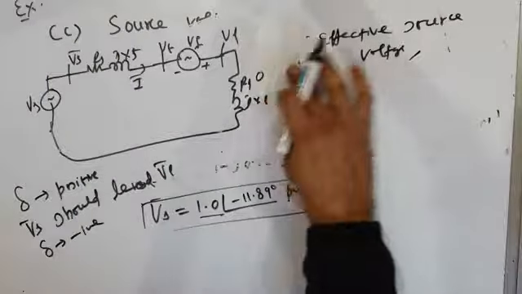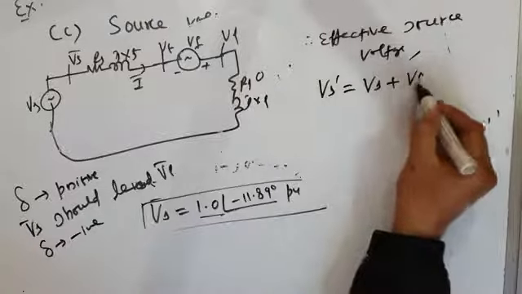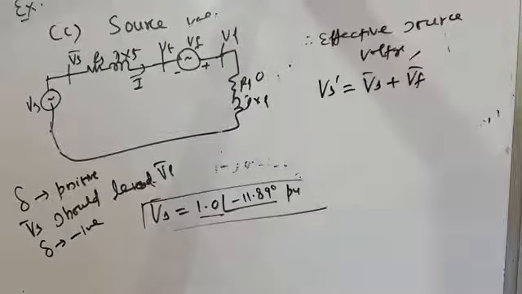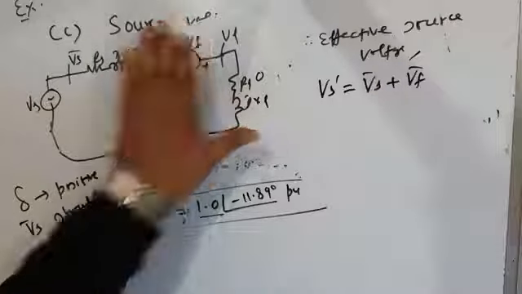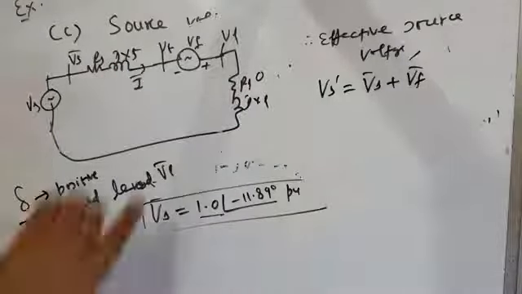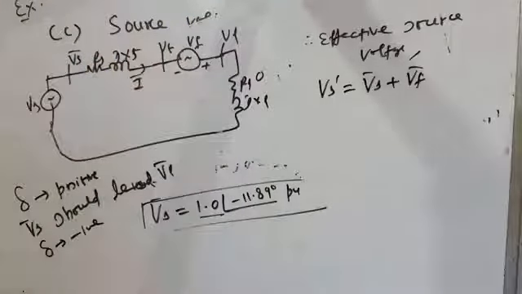Let us call this Vs dash. So that is equal to Vs plus Vf. This is effective source voltage. That is Vs. अगर compensation नहीं होती तो आपकी source voltage Vs ही रहती, लेकिन after compensation आपकी effective source voltage Vs plus Vf बन जाती है.